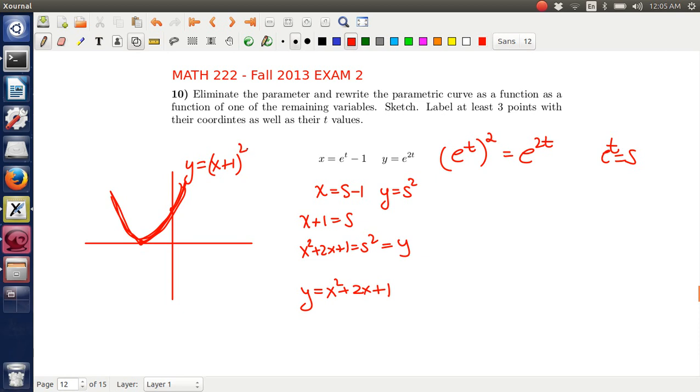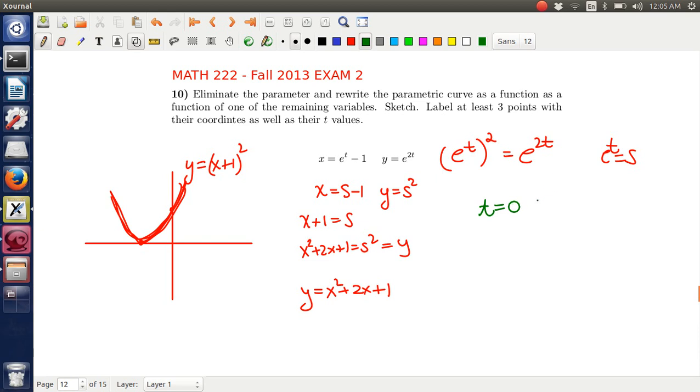But that is not what your original function said you could do. In fact, you're tracing out a lot more than you're allowed to. And that's why it says label at least 3 points. I mean, this is part of the reason why. It says label at least 3 points with their coordinates as well as their t-values. So I'm trying to give you a big hint here that the whole curve is not valid.